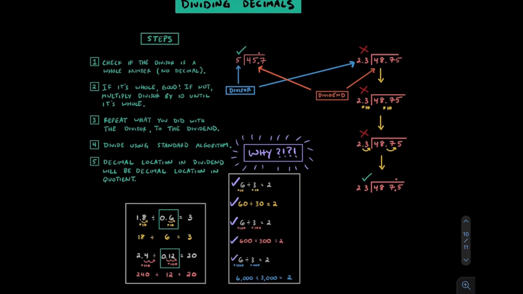Last but not least, if you multiply them both by 1,000, you'll get 6,000 divided by 3,000, and surprise, surprise, it's still 2. As long as you multiply the dividend and divisor by the same value, you're still going to get the same answer no matter what.